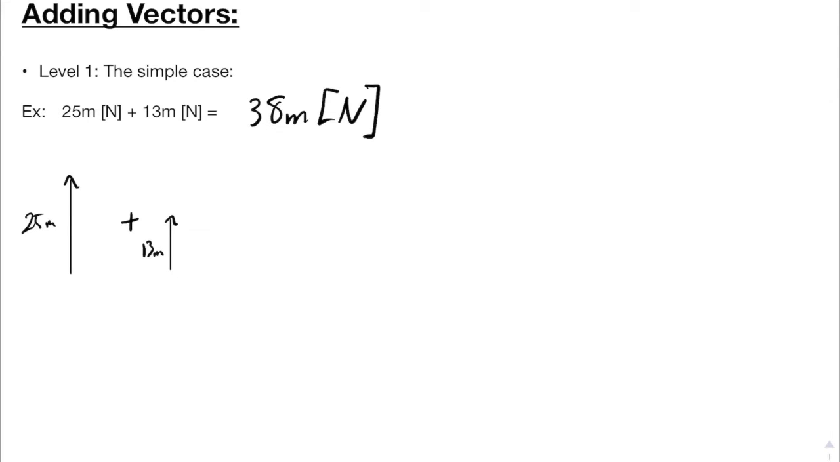When we add these two vectors together, we see if we add a 25 meter vector and a 13 meter vector on top, our total answer starts from the very beginning, goes to the very end. 25 plus 13 is 38 meters north. This is very simple, but this idea is what allows us to solve more complicated vector problems.